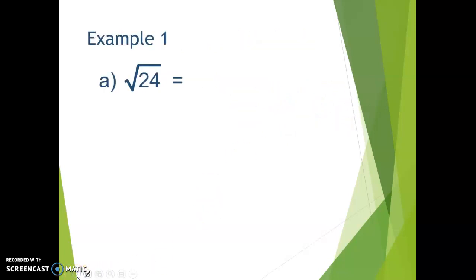So let's take a look at the square root of 24. Now 24 is not a perfect square, but if I factor 24, I might find out that some of its factors are perfect squares. So let's go ahead and list the prime factorization of 24 as 2 times 2 times 2 times 3.